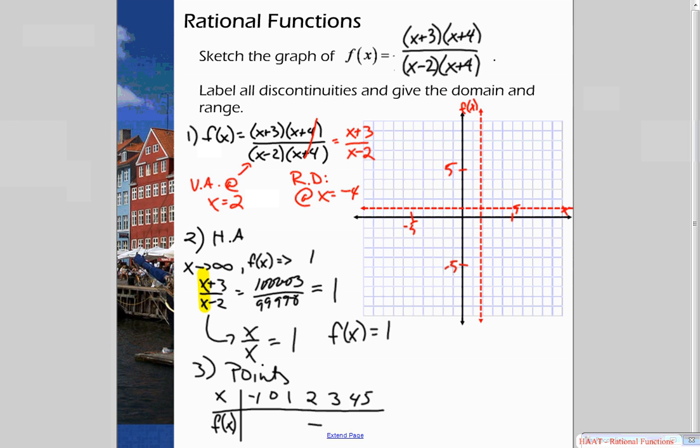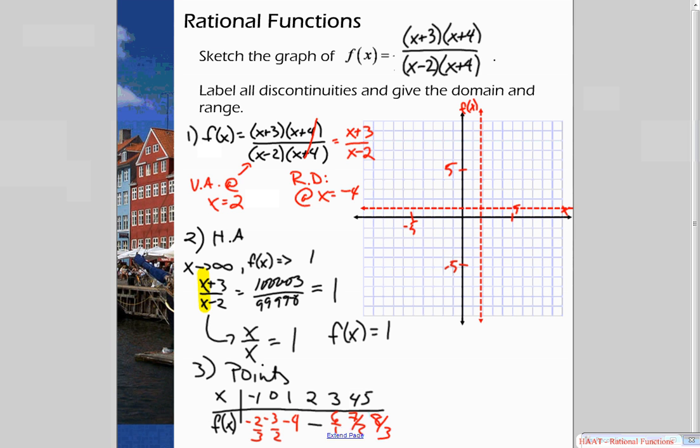So for 1, I'm going to get 1 plus 3 over 1 minus 2, or actually negative 4, sorry. If I plug in a 0, I get negative 3 halves. If I plug in a negative 1, I end up with negative 2/3. If I plug in a 3, I get 6 over 1. If I plug in a 4, I get 7 over 2, so 7 halves. And if I plug in a 5, I get 8/3.